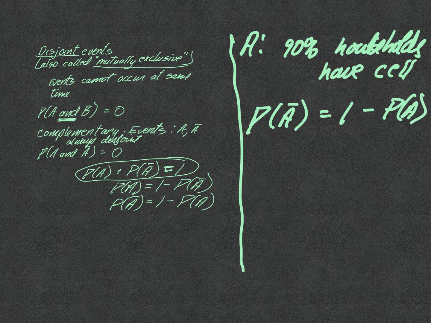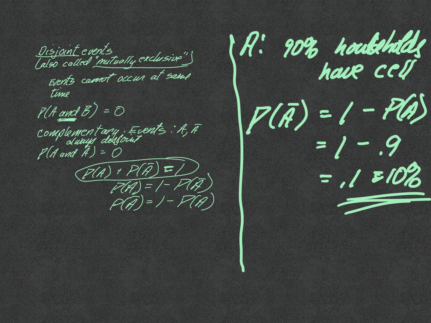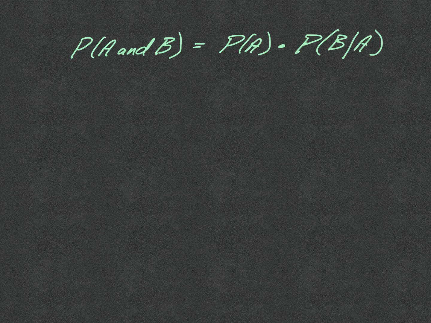I always write the formula when it happens, and then I fill it in. Well, the probability of having a cell phone is 90%, so you'd have 1 minus 0.9, or 0.1, which is equal to 10% of the households will not have a cell phone. Okay? And so this would be the probabilities at that point. Let's go to the multiplication rule. Okay. So here's the formal formula for the multiplication rule.